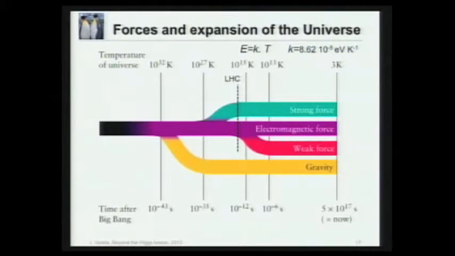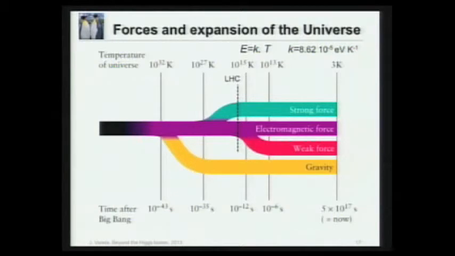Now, this chart of unification of the forces can also be seen as a chart of the universe, of the expansion of the universe. So here is the Big Bang, and here is time: 10 to the minus 43 seconds after the Big Bang, 10 to the minus 35 seconds, and today 10 to the 17th seconds. What we know is that this is a very, very short period. Here is 1 microsecond after the Big Bang. The temperature of the universe decreased quite a lot, and up to now it's 3 Kelvin.